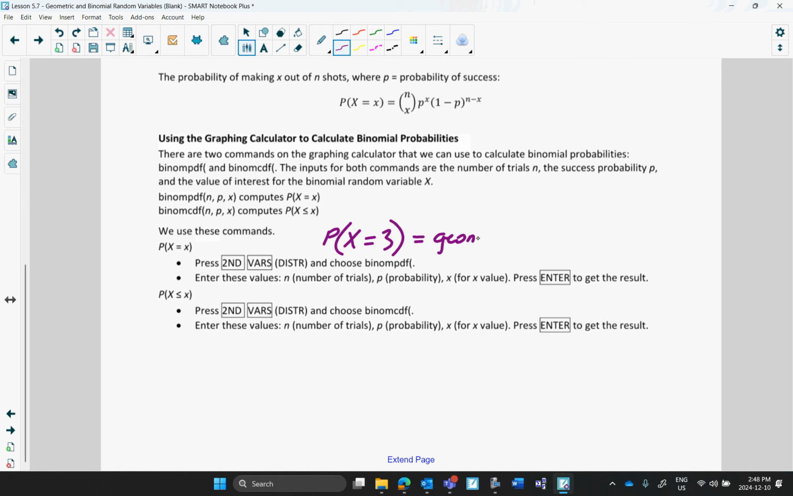So what you should be doing is this. This is how you would show your work. Binomial PDF, and then fill in trials: there are 8. P success is 0.613, and X value is 3. You have to write that. I should have written that in the geometric stuff too, because that's basically showing your work.